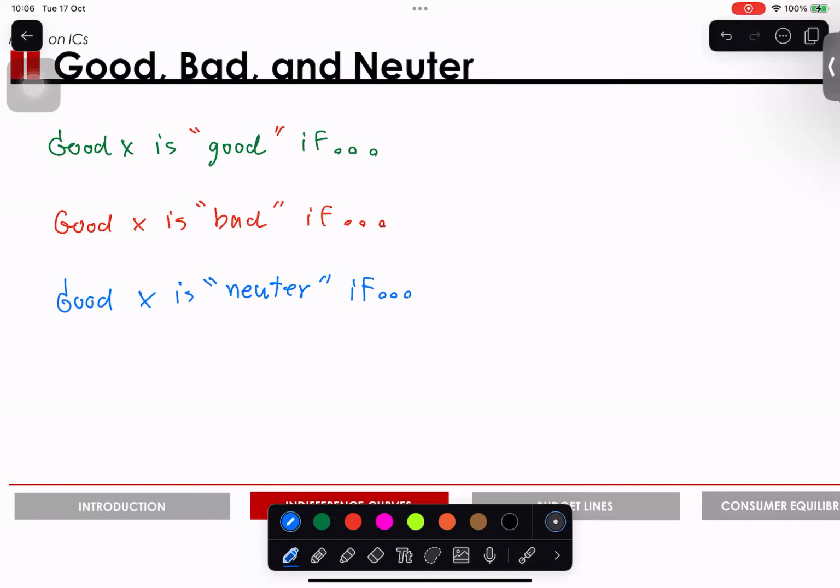In real life, when we look at commodities, we can classify commodities into three types. A commodity like good X may be good, may be bad, or may be what we call neutral. If good X is good, more of good X is preferred to less of good X.